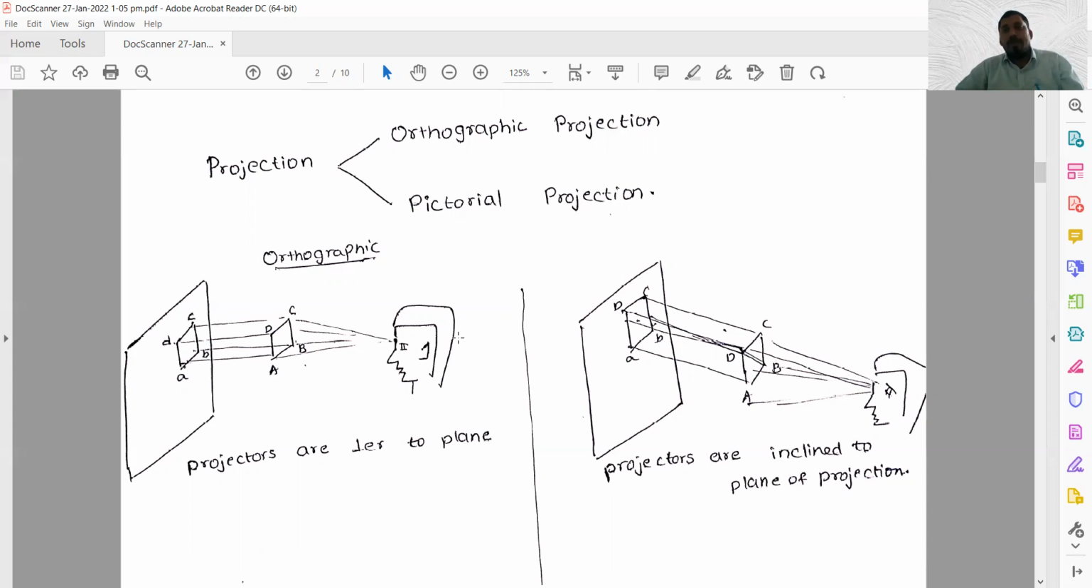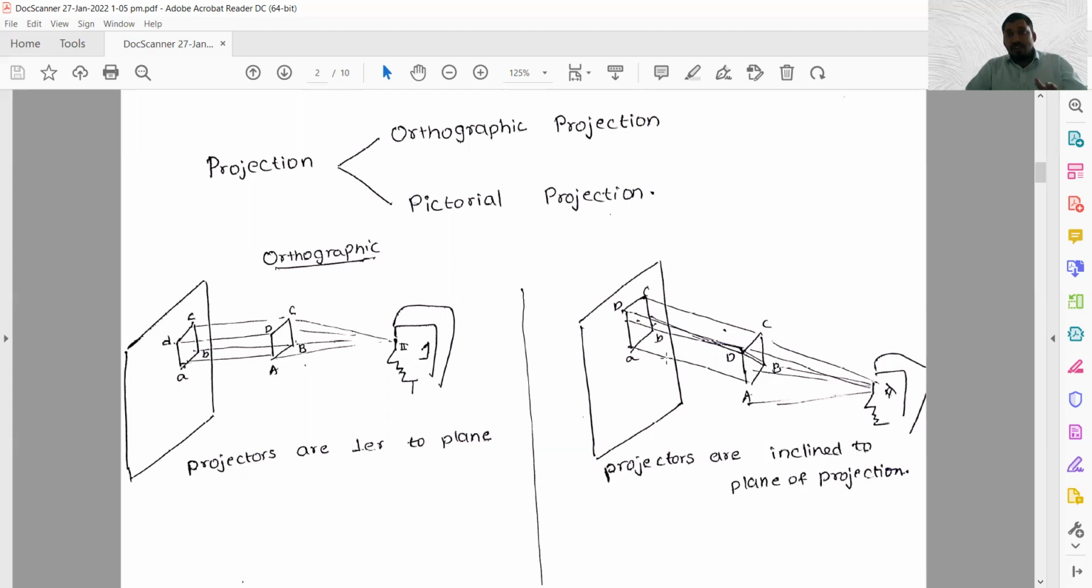That image obtained on the plane is called pictorial projection, in which we see different types in drawing, like oblique projection, perspective projection, axonometric projection, and isometric projection. The different pictorial projections will be discussed later; that is not our topic now. So orthographic projection means projectors are perpendicular to the plane. When projectors are inclined to the plane, it is called pictorial. From these two diagrams we understood that.